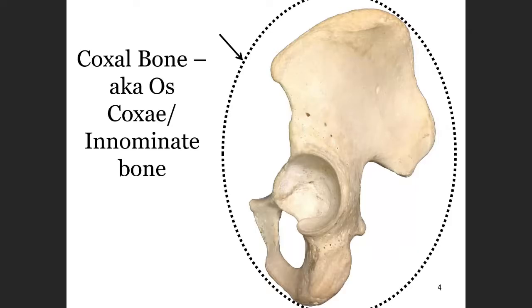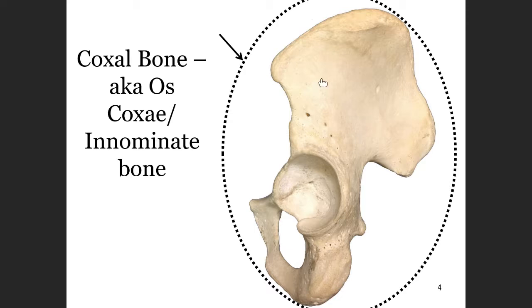You can see up here on the board that we have a couple names for this bone. Os coxa, innominate bone, coxal bone. So you can answer it with one of those choices when you're asked on the test.